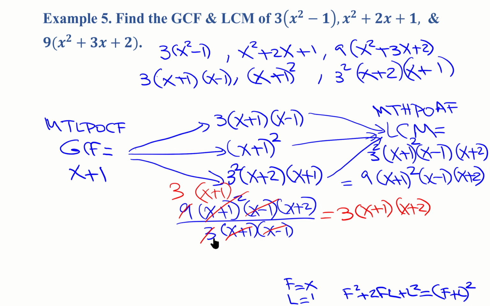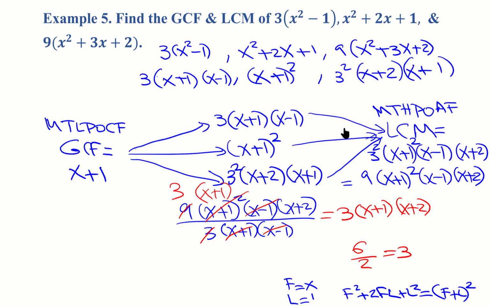So we say that 3 times (x plus 1) times (x minus 1) goes into 9 times (x plus 1) squared times (x minus 1) times (x plus 2) exactly 3 times (x plus 1) times (x plus 2) times, okay? This is like saying 2 goes into 6, what? 3 times. So this expression goes into this expression that many times, okay? That was just demonstrating with one of them.